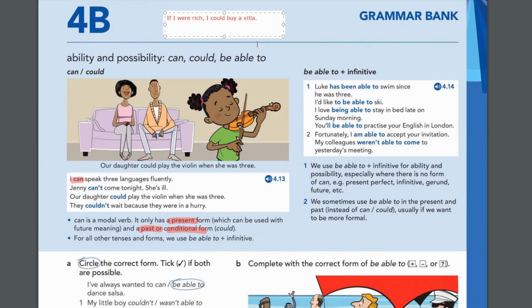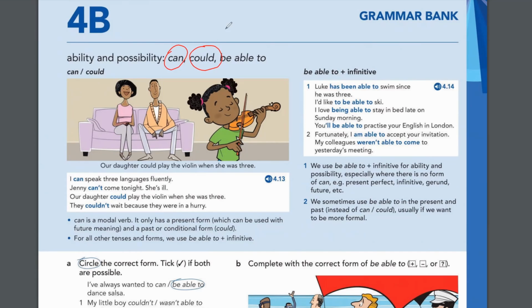So instead of would, we can use could. Would is the very common way of using it when we talk about second conditional. If I were rich, I would buy a villa. Or instead of would, I can also use could. This is the meaning of conditional form here. So we can use could instead of would. Okay, so again, can, past simple, could.